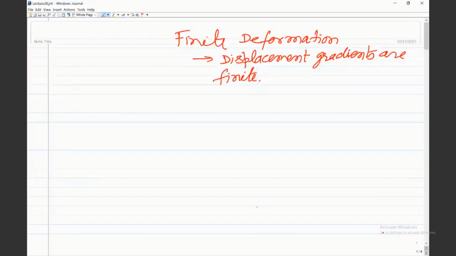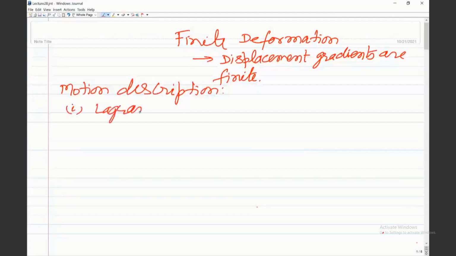In finite deformation, one important thing that comes up is how do we describe the problem, which is known as the motion description. There are two ways. One is known as the Lagrangian description of motion, and another is known as the Eulerian description of motion. In the Lagrangian description of motion, we basically trace the material points.